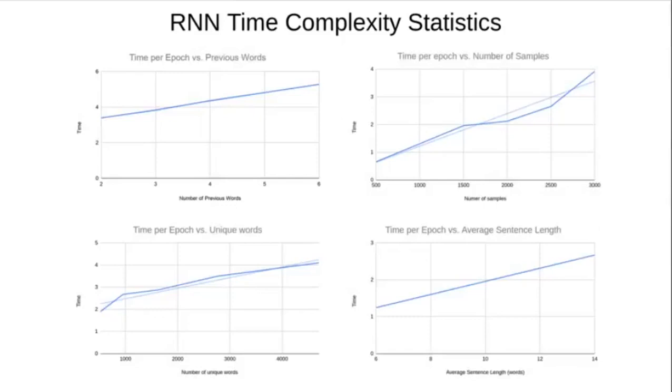Here are some other charts that display the time per epoch against various parameters of the data, such as the number of samples, average sentence length, and number of unique words in our dataset. For each of these collections of data, we isolated one of the parameters and held the other three constant. The increase in time was approximately linear for all the parameters.